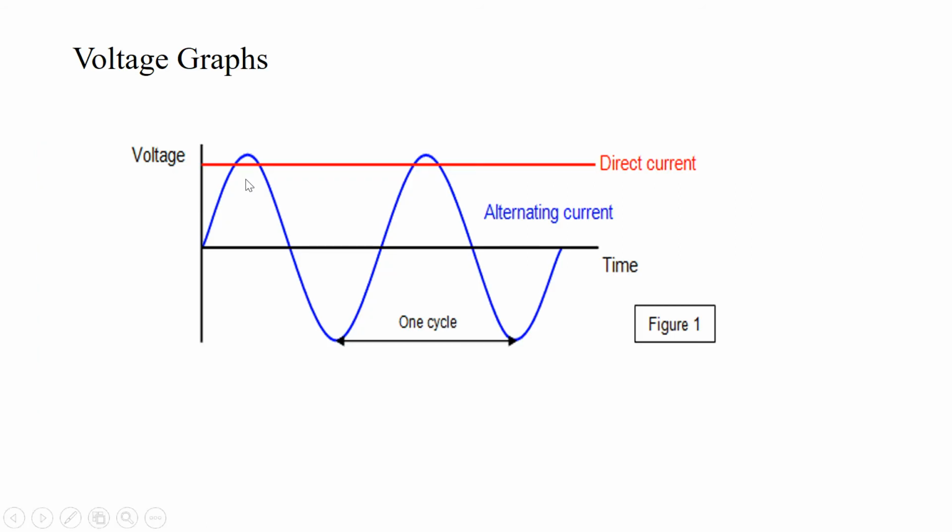So finally, what I have here is just the voltage graphs, and this could be voltage or current actually, for direct current and for alternating current. The key is that the voltage is going to be constant. The current is going to be constant if it is direct current. For alternating current, this is what you're looking for. You're looking for this sine wave. So again, as it goes up, the current is going in one direction. As it's going down, the current is going to be going in the opposite direction.